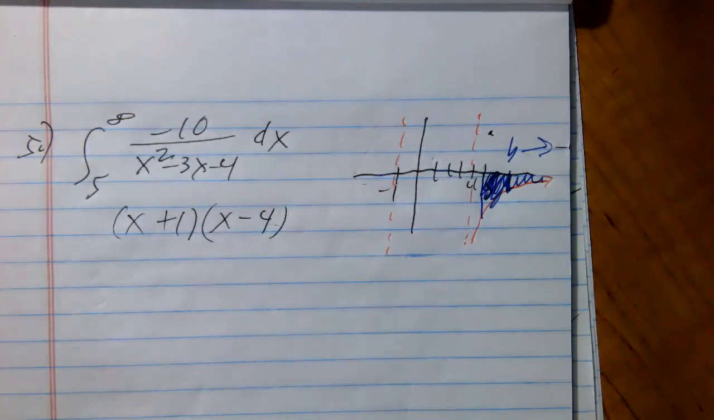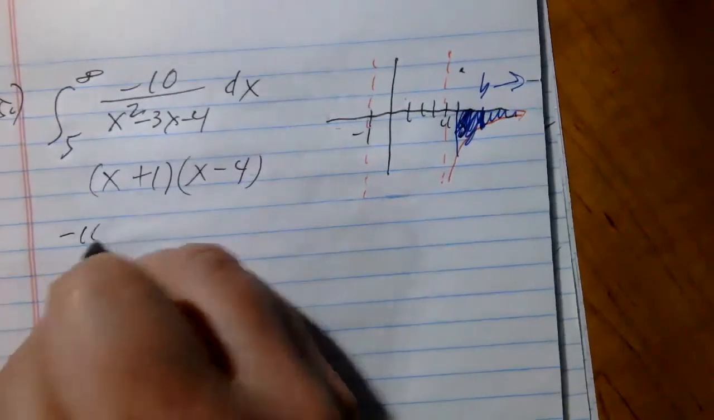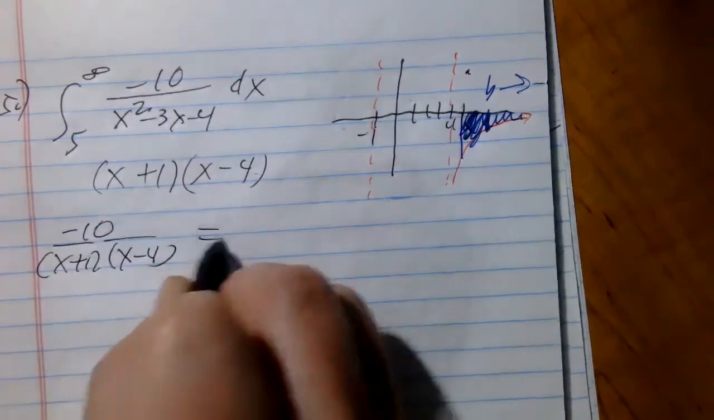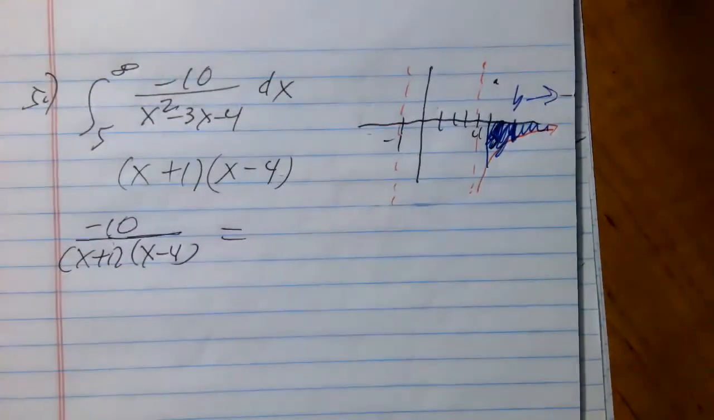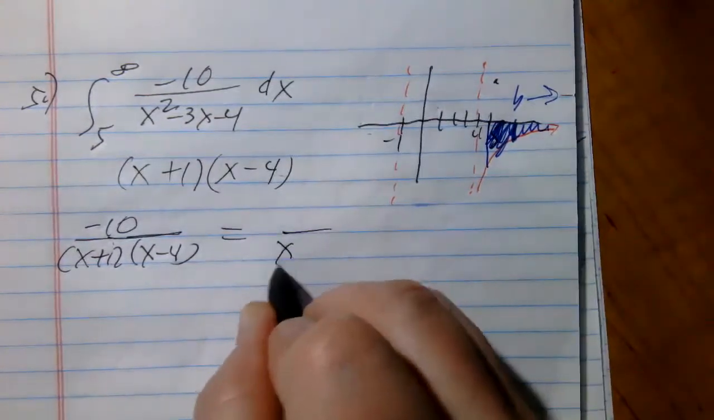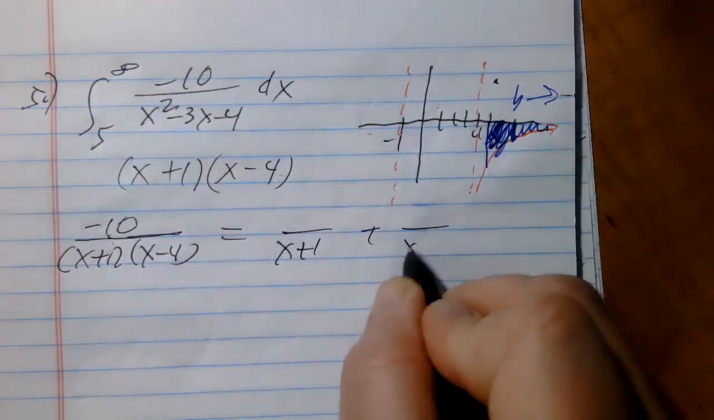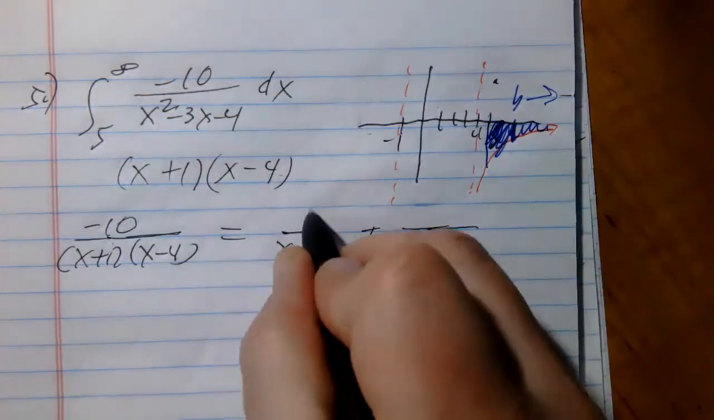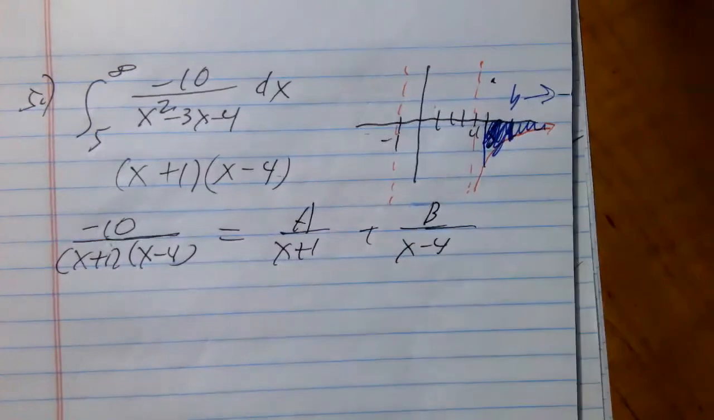But before I do that, we've got to integrate this thing, right? So hopefully you're already thinking, oh, this means I've got to do the whole partial fractions deal first, right? Meaning, split this up into x plus 1 and x minus 4, where this is linear on the bottom, so constants on top.